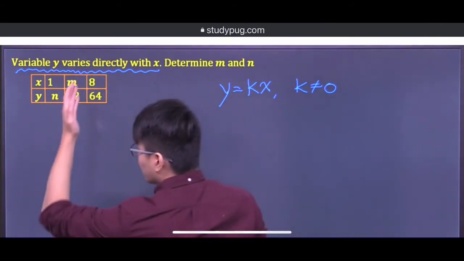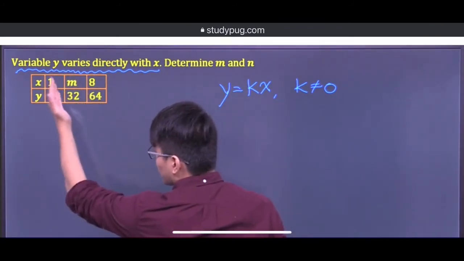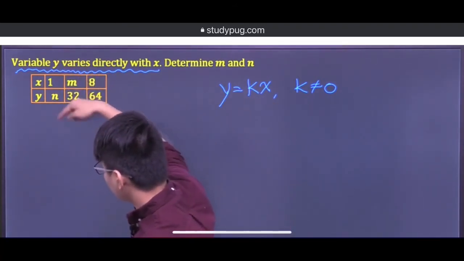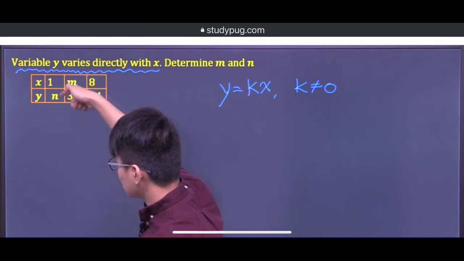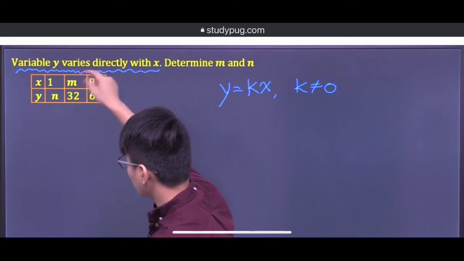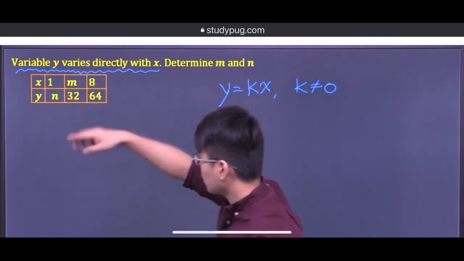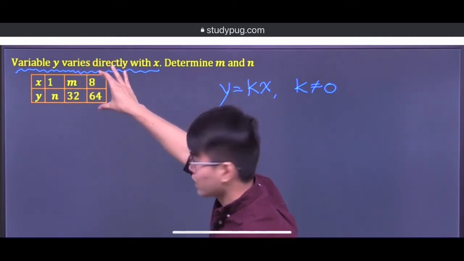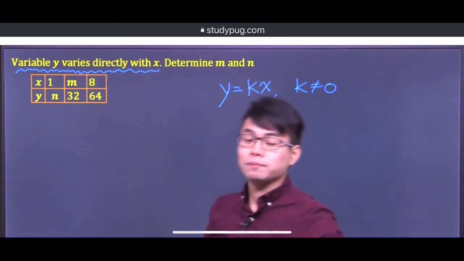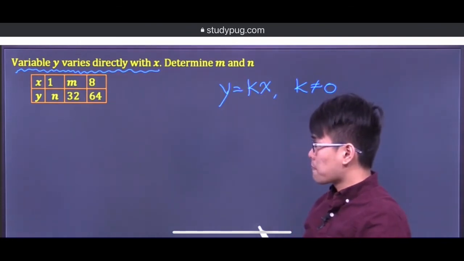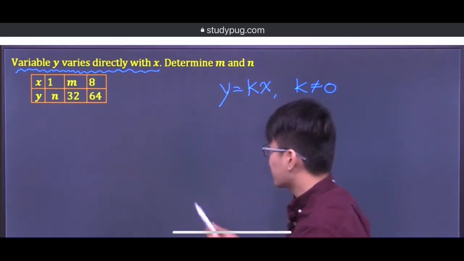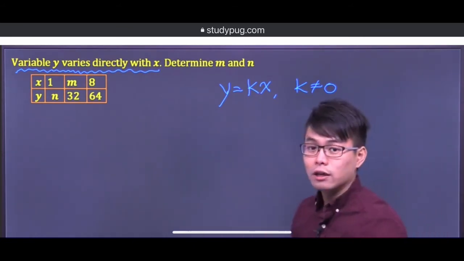Notice here we have three pairs of points. If we take a look at this column, we have 1 and n, and n is missing. We need to solve for this, so in this pair we have one variable we don't know. But for this last pair, we're given both the x and y values. So how is that going to help us? Well, using these two values, we can figure out what k is.